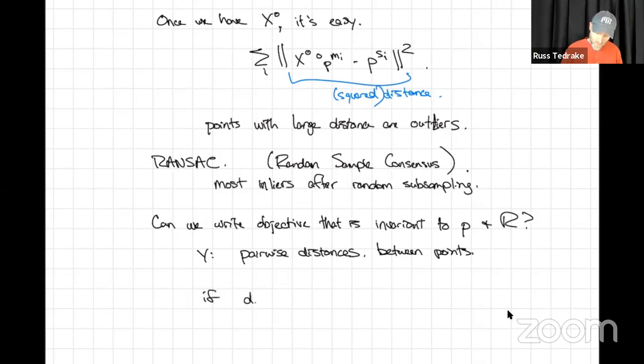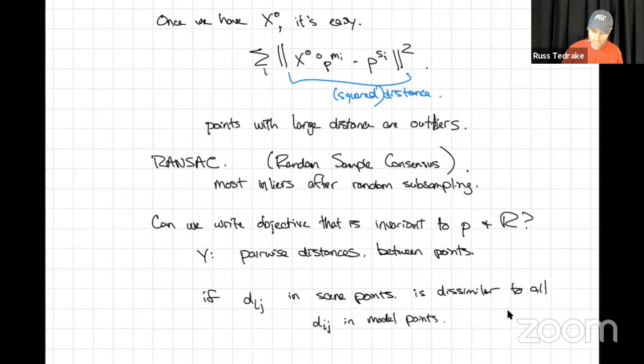If the distance between i and j in scene points is dissimilar to all d_ij in my model points, then either i or j is an outlier. Or both. Or both, yes.